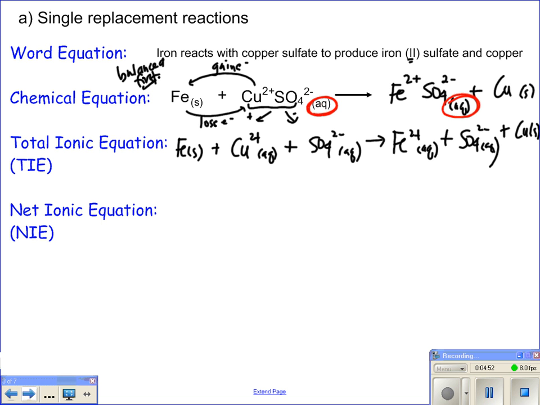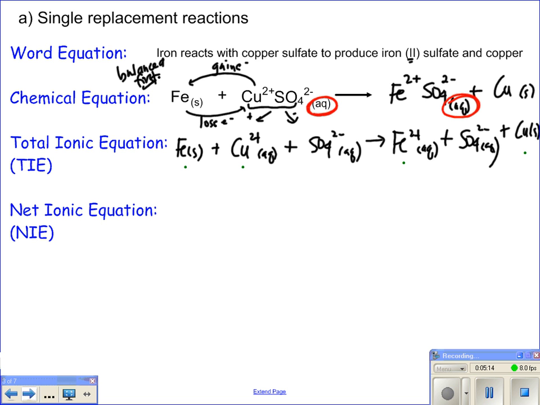The total ionic equation shows everything that's a starting material and everything that's a finishing material. If you look carefully, you'll see that there's something in here that doesn't change in any way, shape, or form. If we look at the iron on the left and the right, we do see it does change. It changes charge, so that's considered part of its change. We look at copper being 2 plus over here and being neutral over here.